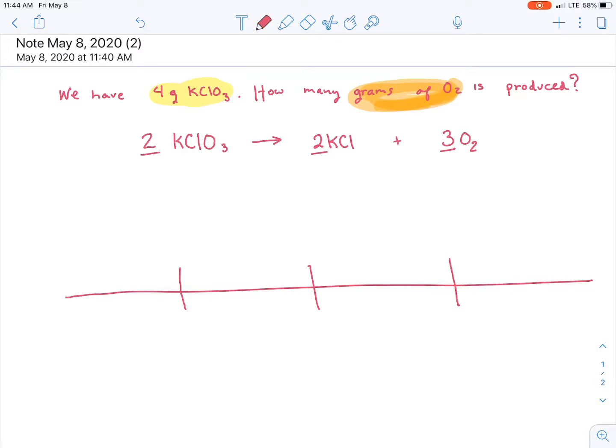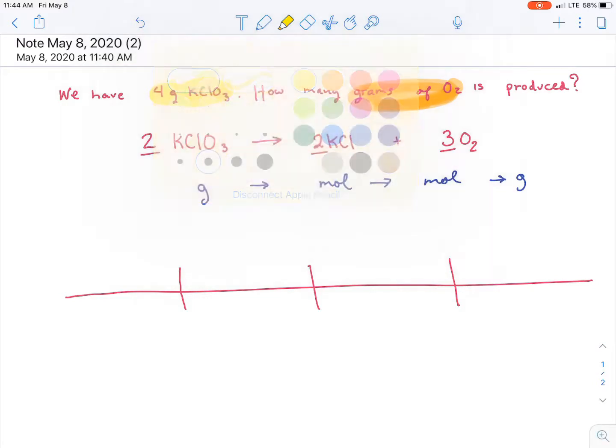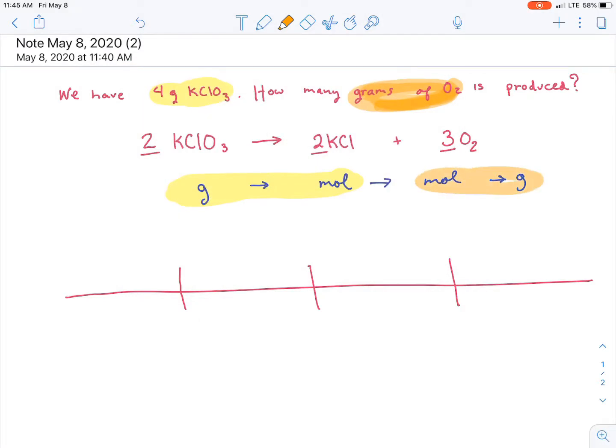You know the pattern, right? I hope you do. The pattern goes grams to moles to moles to grams. Now that's not just the whole pattern, right? We always start off with the given. So these first 2 things are the given. These will be the grams of potassium chlorate and the moles of potassium chlorate. The second part of the grams to moles to grams is the unknown. And it'll be moles of oxygen and grams of oxygen.